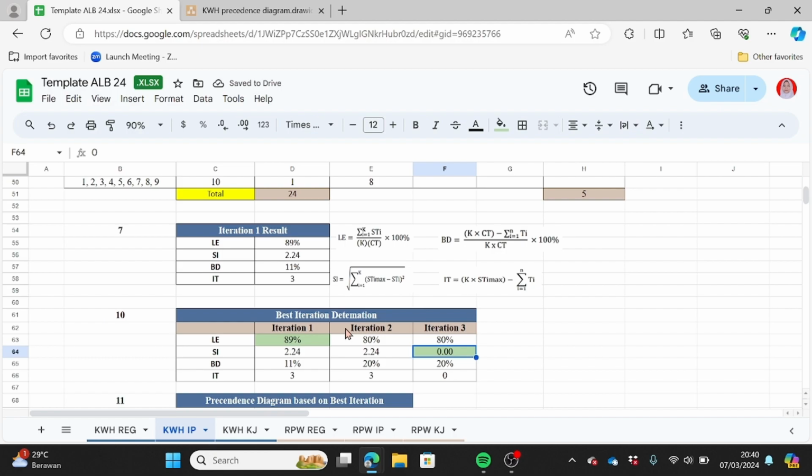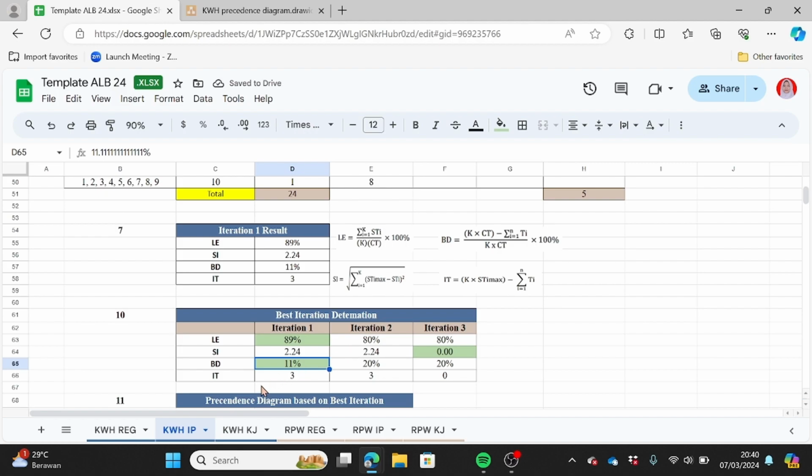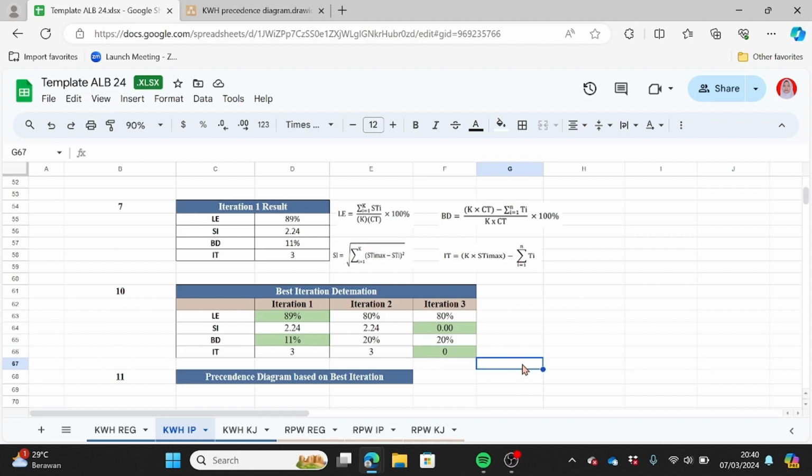The third parameter is that the smaller of the balance delay, the better the assembly line. The first iteration has the smallest balance delay. Okay, and the last one is the lowest idle time rating, and then the assembly line is getting better. Iteration 3 is the best. Okay, we can see the initial purpose of the assembly line is to eliminate idle time on each workstation and equalize the time on workstation. So, from the statement, we can conclude that the third iteration is the selected iteration, because the third iteration does not have idle time on every workstation.